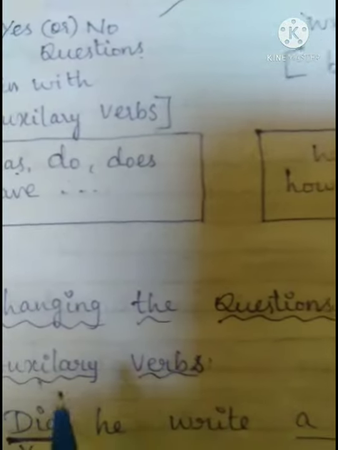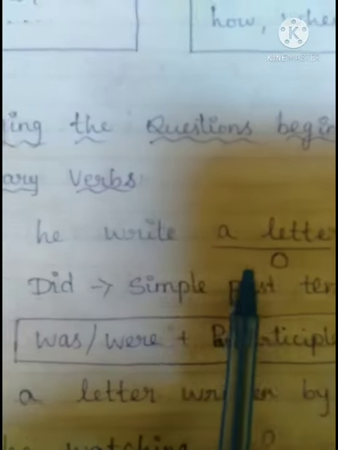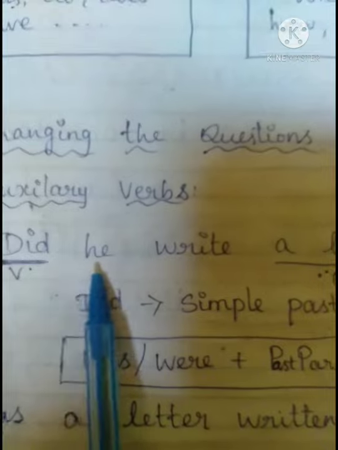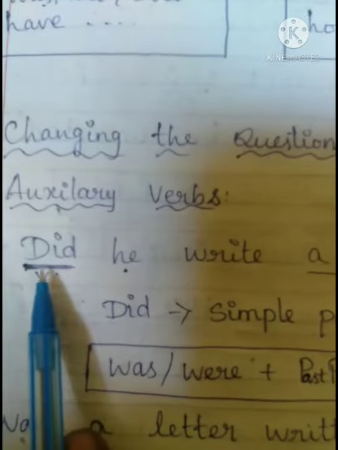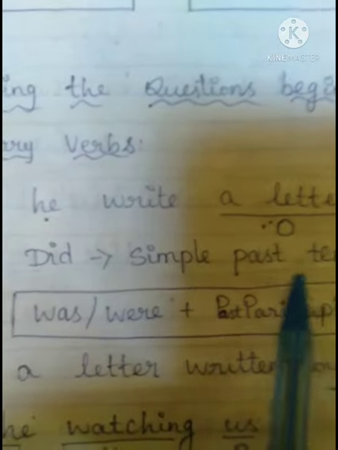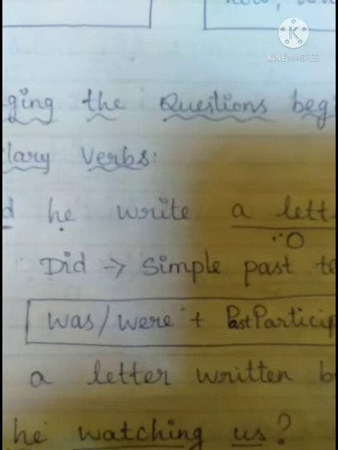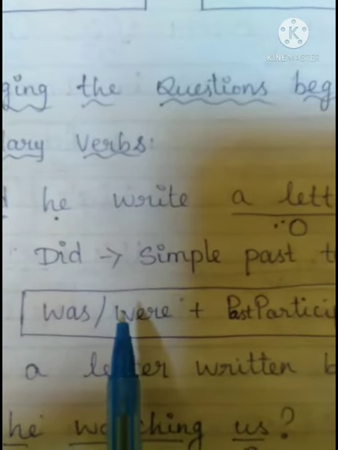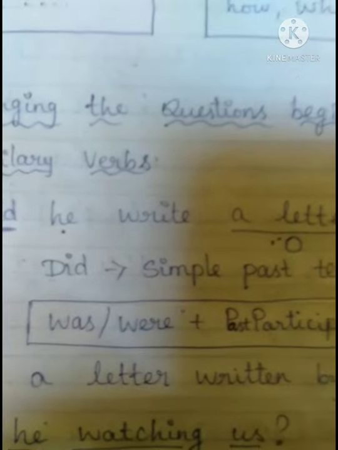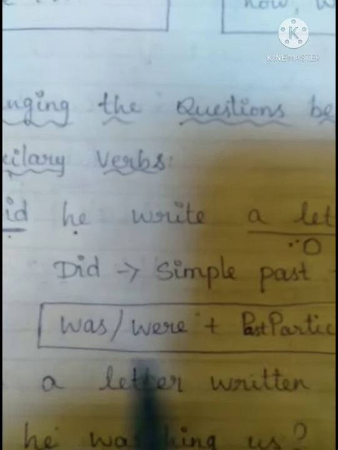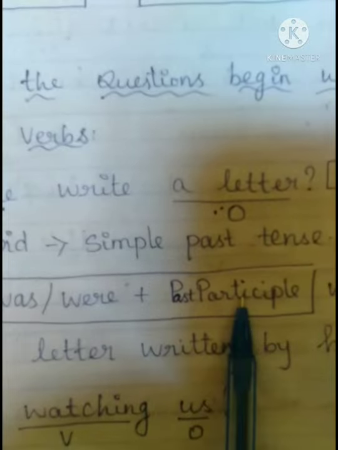Okay, now we are going to learn how to change the questions that begin with auxiliary verbs from active to passive voice. First, look at this example. Did he write a letter? This is an active form. Did is a verb, a letter is object, he is the subject. So did refers to simple past tense. How do we change simple past tense into passive voice? What is the verb form for simple past tense to change from active to passive? Was or were plus past participle.